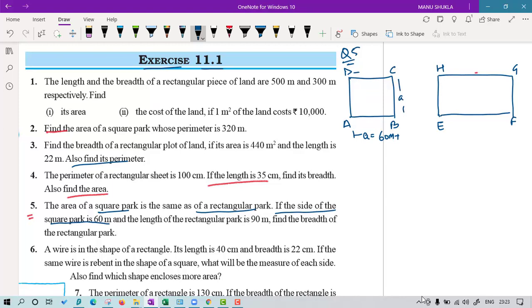That is for sure. Second thing given to us is the length of rectangular park is 90 meters. This is the length given to you. Find the breadth of rectangular park. That means B is missing. Now, what thing between these two is common? For that, you can read the first statement again. The area of square park is same as that of rectangular park.